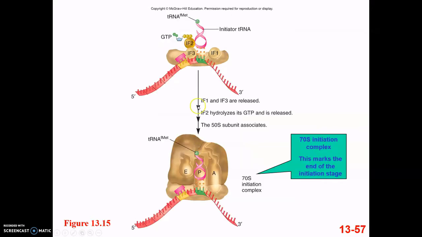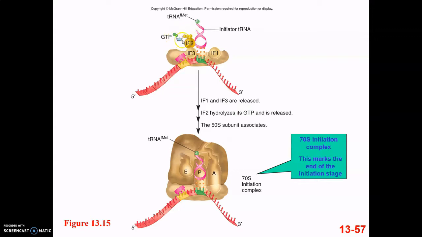Next, initiation factor 2 will come in and bind initiation factor 3, and this, while it is bound to GTP, will recruit the initiator transfer RNA. So this is, again, N-formyl methionine transfer RNA. Once this complex is assembled, initiation factors 1 and 3 will be released. Initiation factor 2 will hydrolyze its GTP and be released.